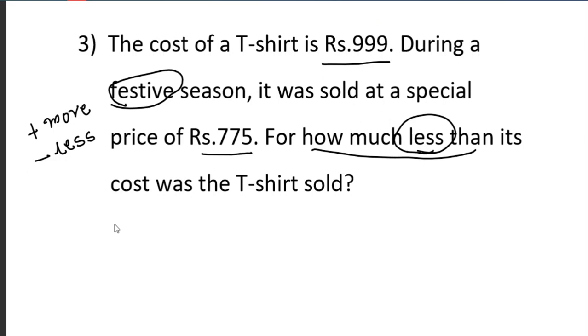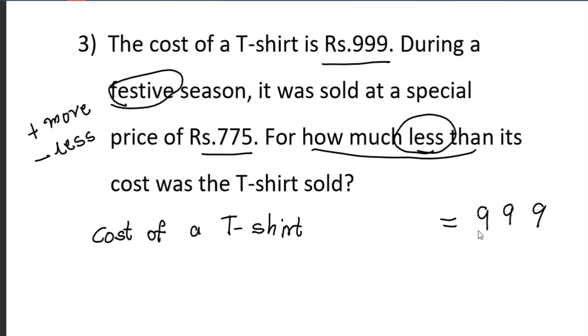So what is the first step, children? Cost of the t-shirt. Actually the cost of the t-shirt is how much? 999. How much, children? 999. So 3 nines are there. So due to the festival, what is the price of the t-shirt? They reduced the cost. So now what is the price of the t-shirt?